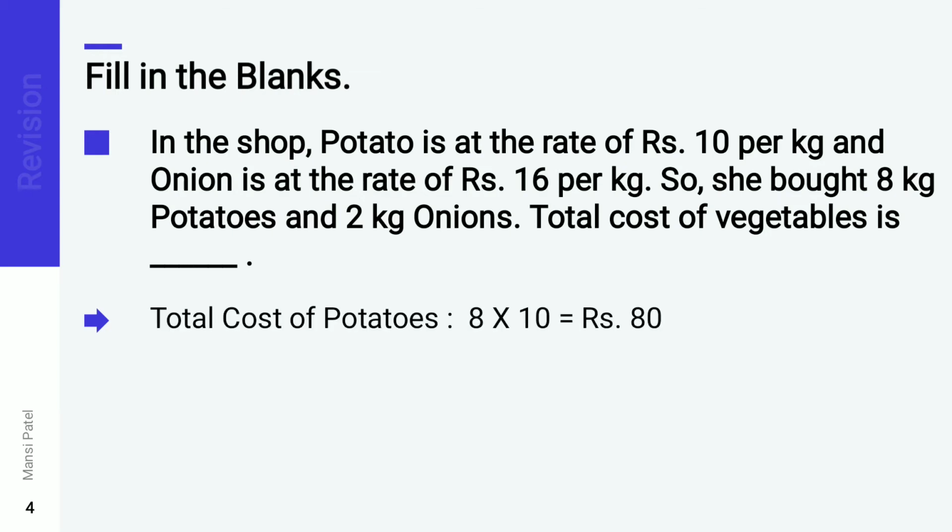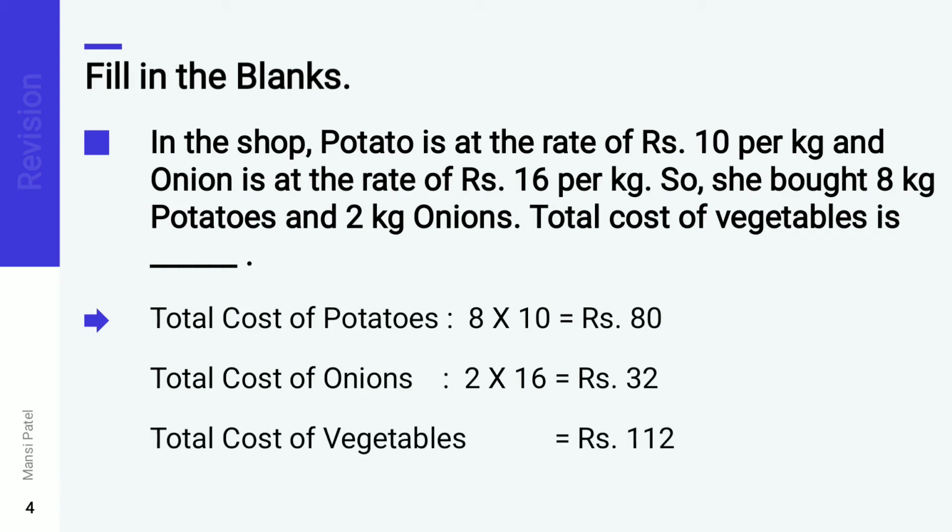So first here we find out the total cost of potato. The cost of 1 kg is rupees 10 and she bought 8 kg potato. So do the multiplication. 8 multiplied by 10 is equal to 80 rupees. Now we find out the total cost of onion. The cost of 1 kg onion is rupees 16. So 16 multiplied by 2. Why 2? Because she purchased 2 kg onion. That's why. So 2 multiplied by 16 is equal to 32.